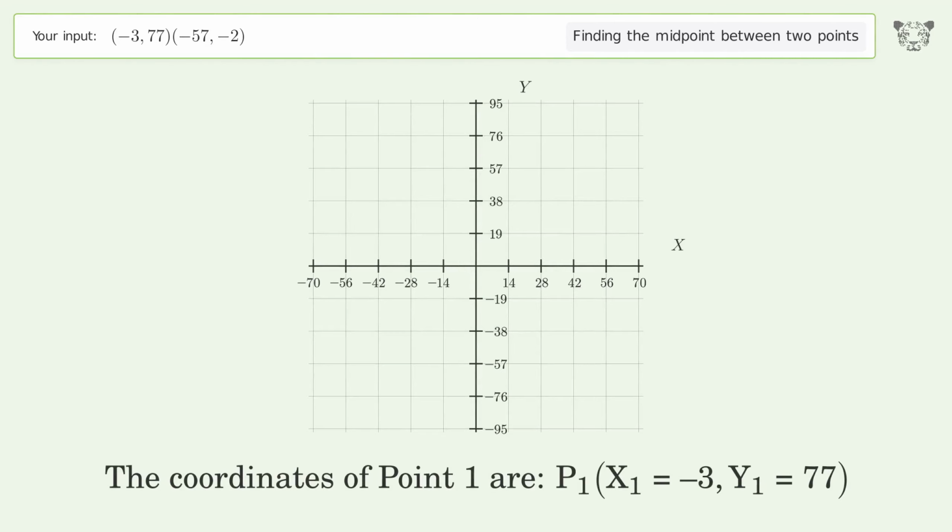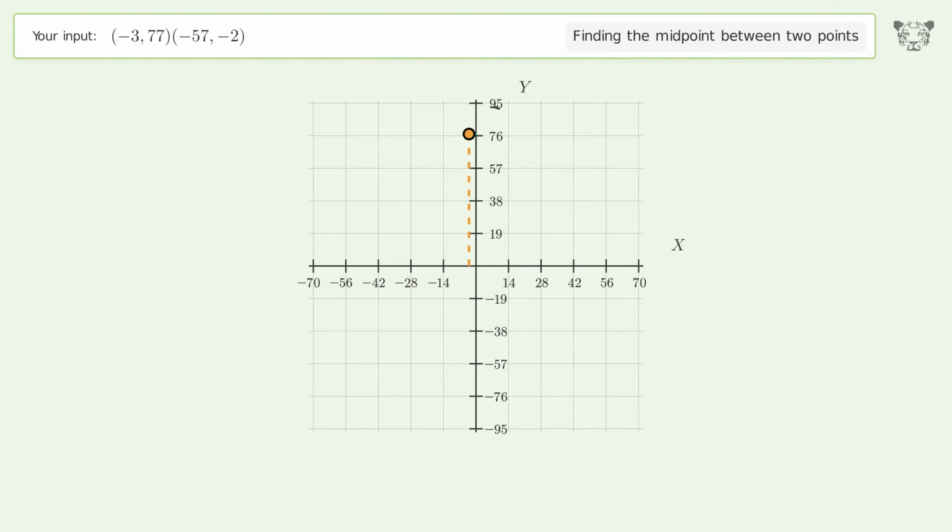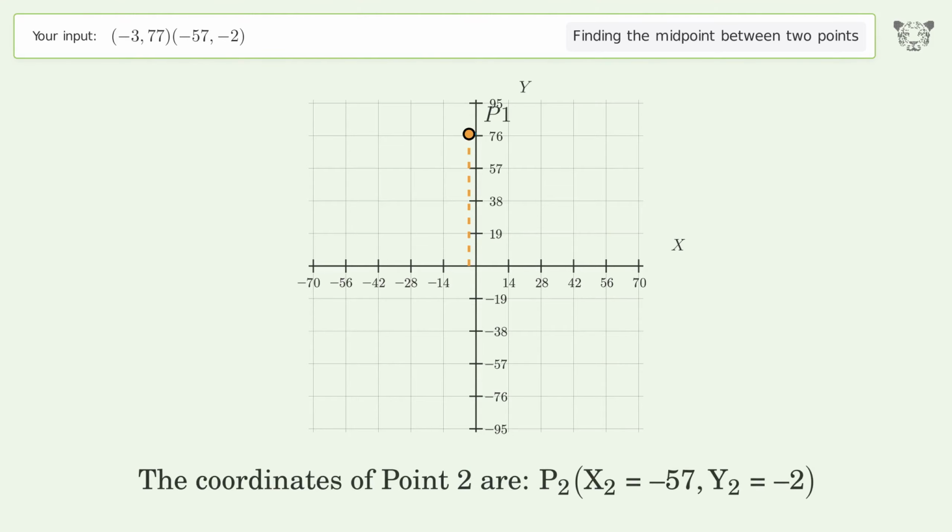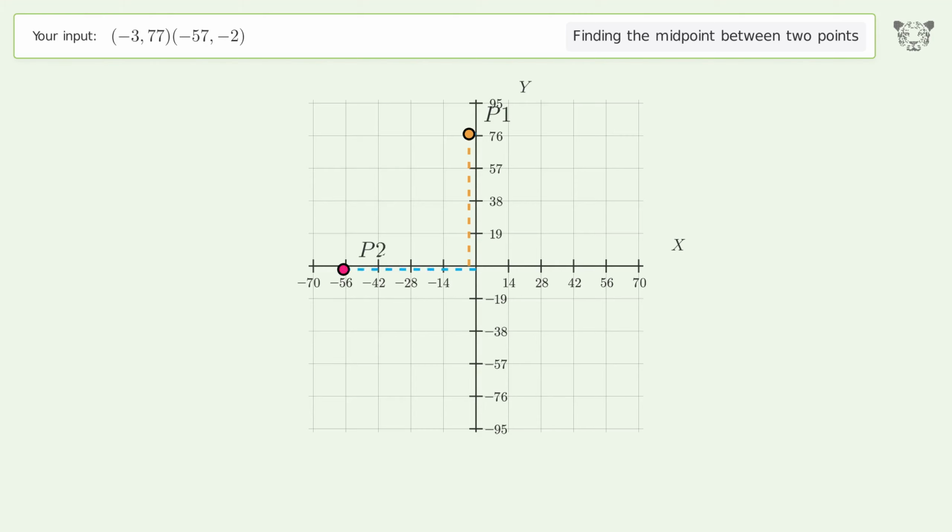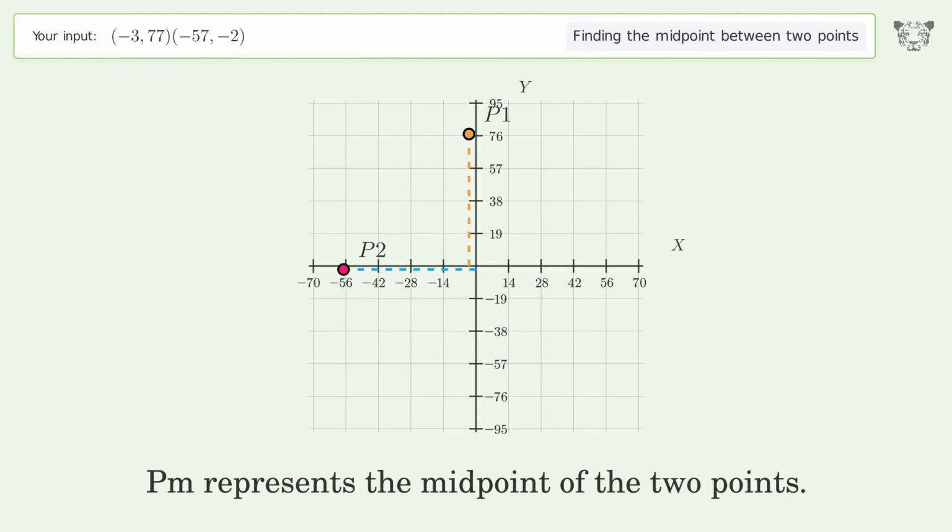The coordinates of point 1 are, x1 equals -3, y1 equals 77. The coordinates of point 2 are, x2 equals -57, y2 equals -2. PM represents the midpoint of the 2 points.